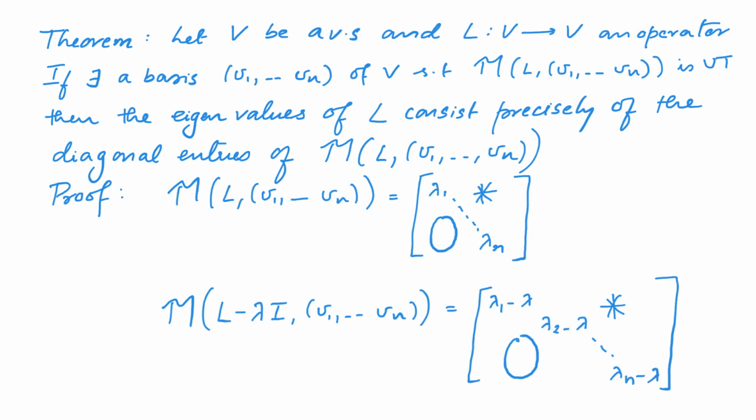Now notice that the previous theorem told us that this linear transformation is invertible if and only if none of the diagonal entries are equal to 0. In other words, this is not invertible if and only if one of these diagonal entries is equal to 0. That is, lambda is equal to one of the numbers lambda 1, lambda 2, lambda 3, etc. up to lambda n. In other words, lambda is an eigenvalue of L if and only if lambda is equal to lambda i for some i. And this completes the proof of our theorem.